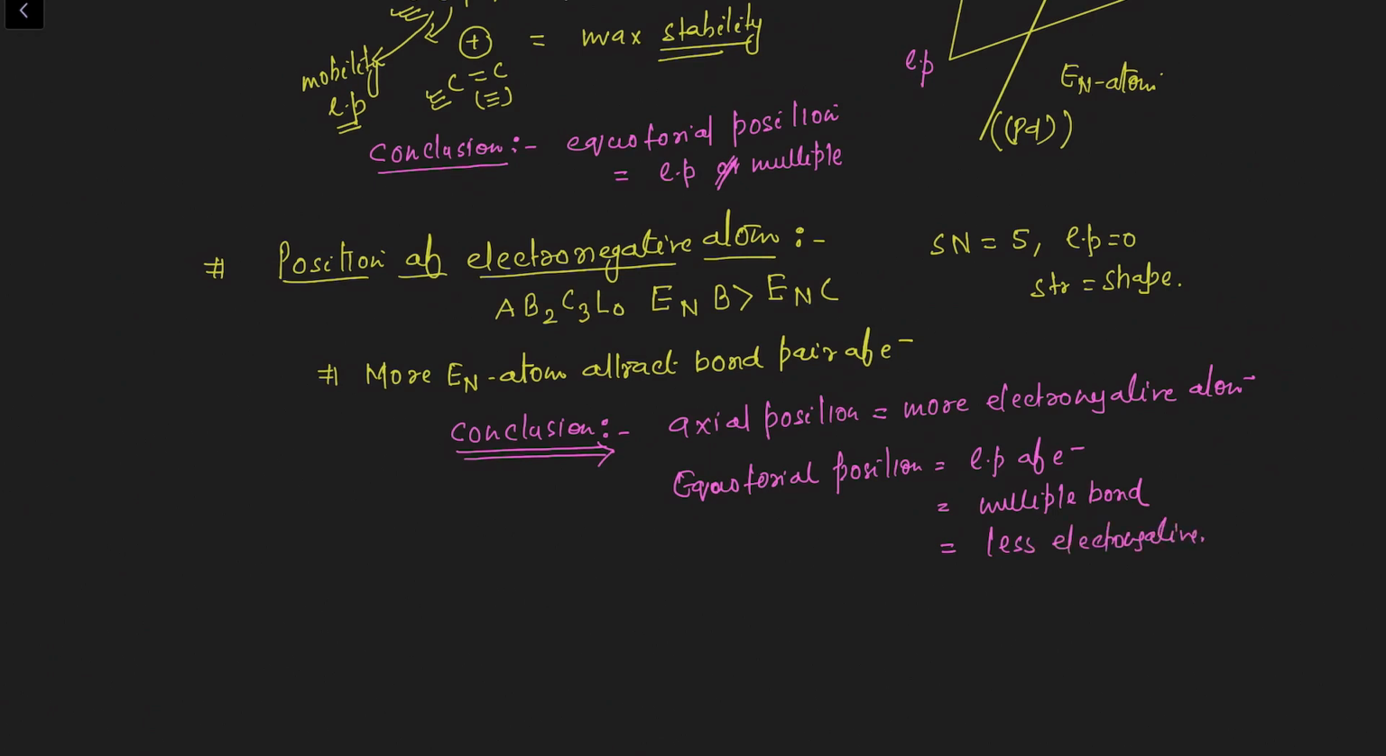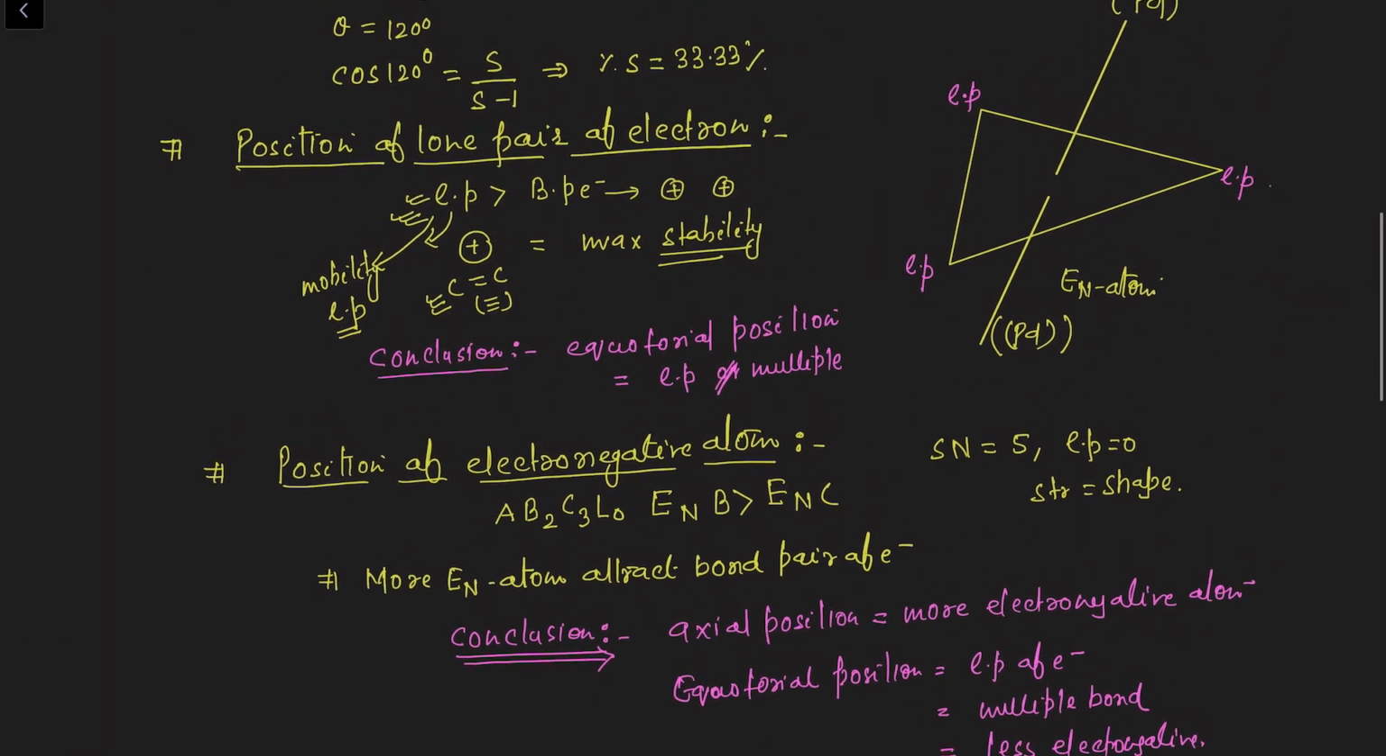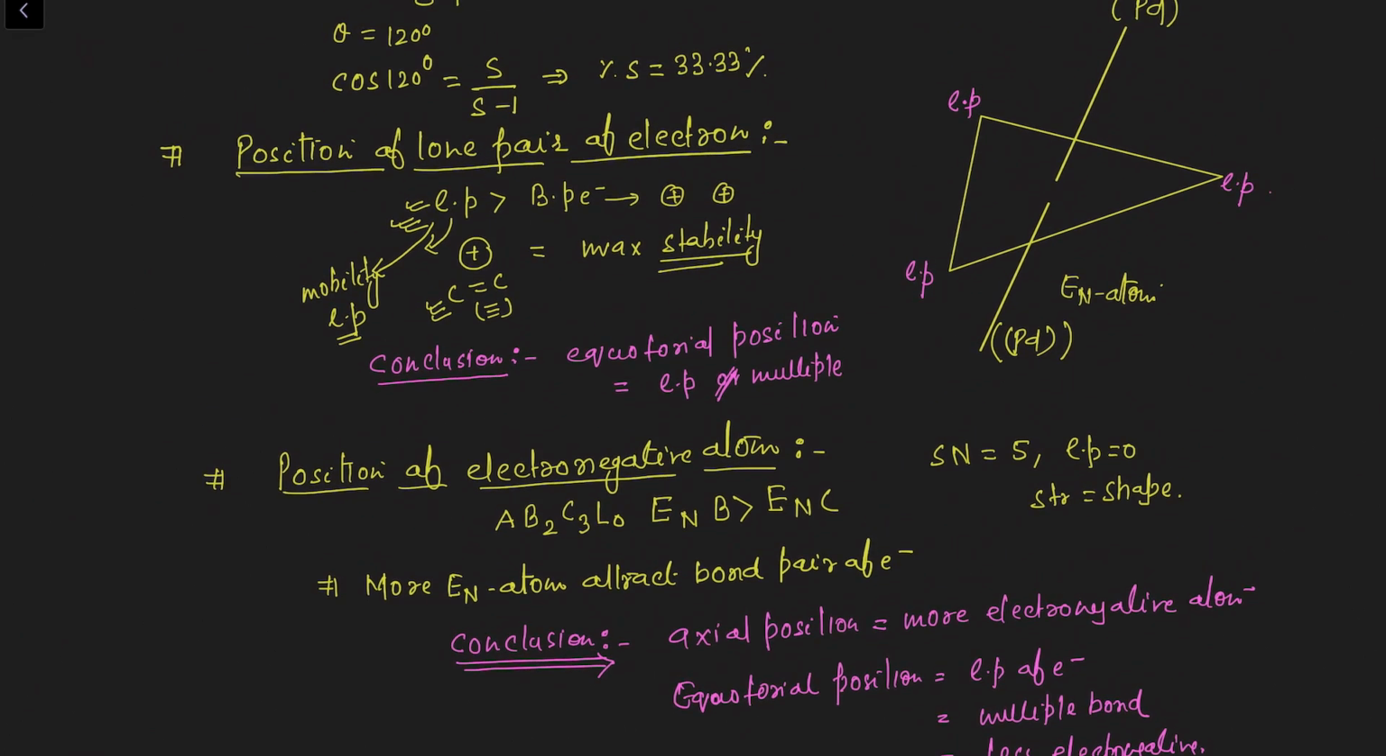This is the conclusion of Bent's rule. In short, we can understand Bent's rule in such a way. So this much information is more than sufficient to solve your NEET questions. So now we will solve some numericals, we will draw some structures based on this, right?